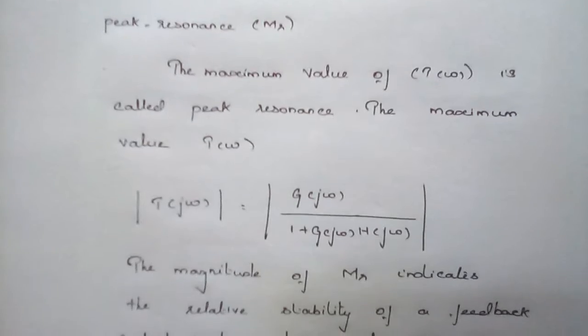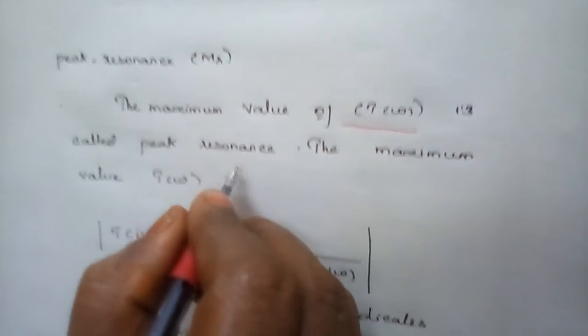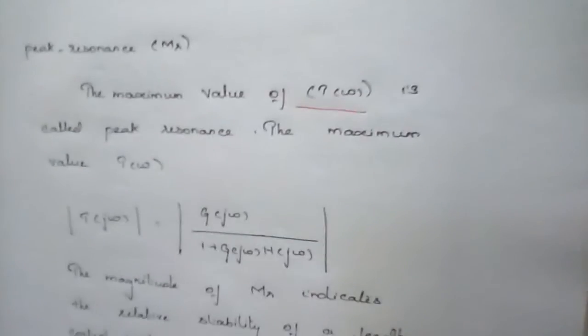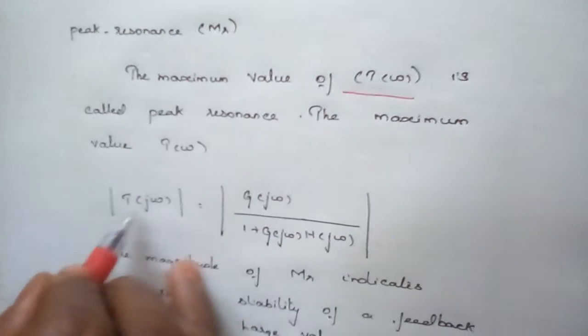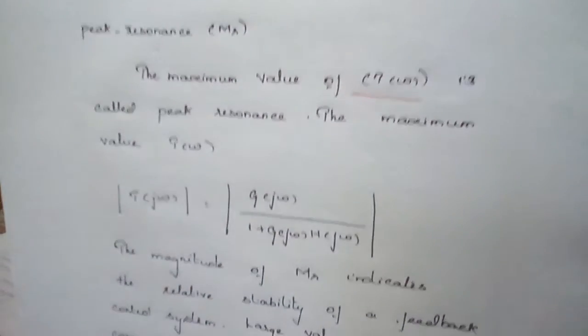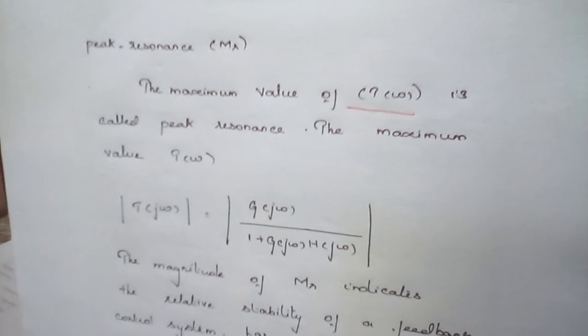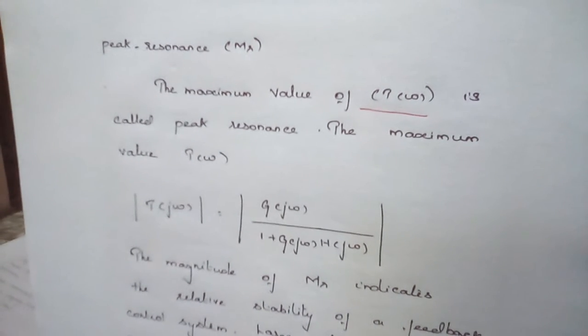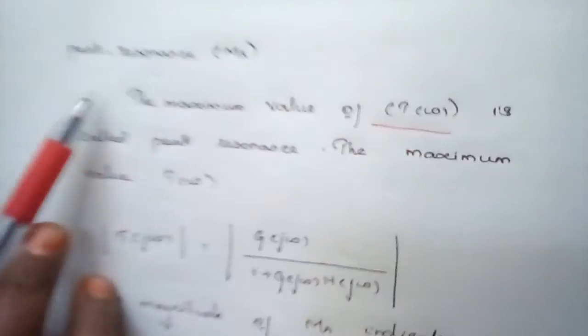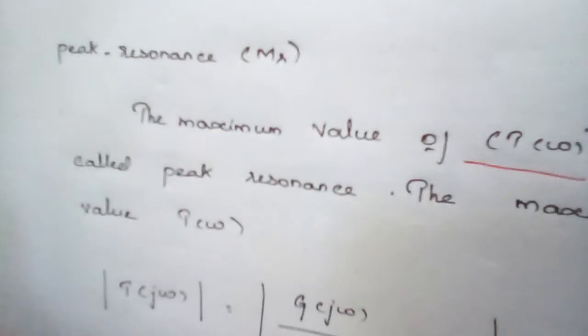The maximum value of T of j omega is called the peak resonance. In the time domain specification, we specify this as T of s. That means the maximum value of T of j omega, which is equal to the modulus of G of j omega divided by 1 plus G of j omega H of j omega, where G of j omega is the system we are going to analyze. The maximum magnitude of the system is given by the term peak resonance MR.